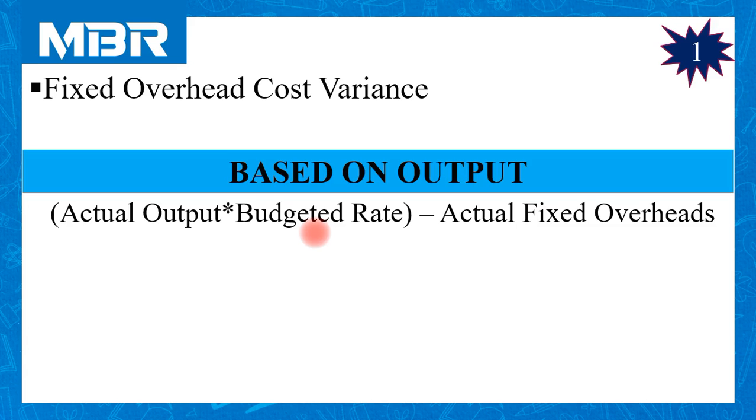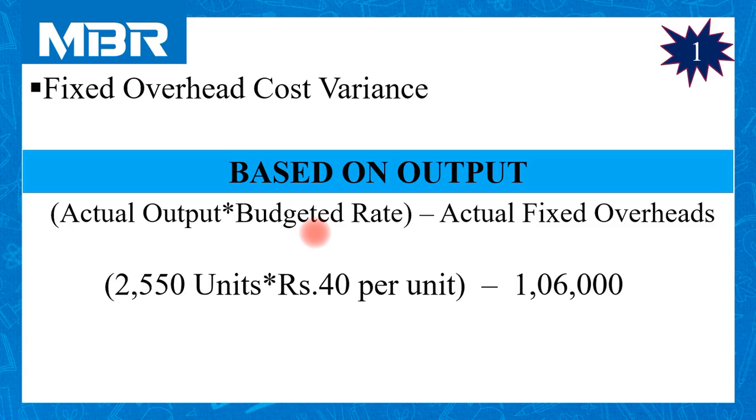You can check your table. Information related to actual output is given: 2550 units. We have already completed calculation of budgeted rate per unit. Obviously, we are multiplying with the number of units, so we need to apply rate per unit. It's rupees 40 per unit minus actual fixed overheads, ready-made given in the table, 1,06,000.